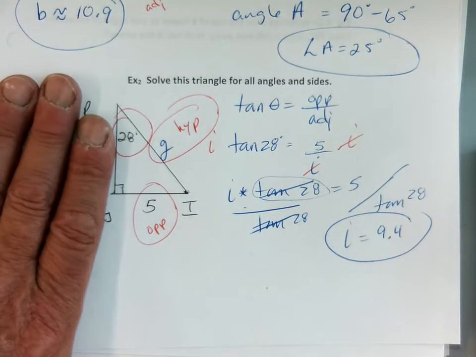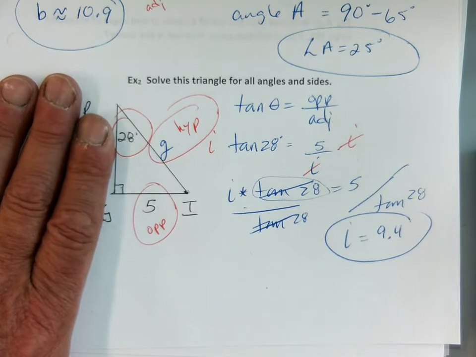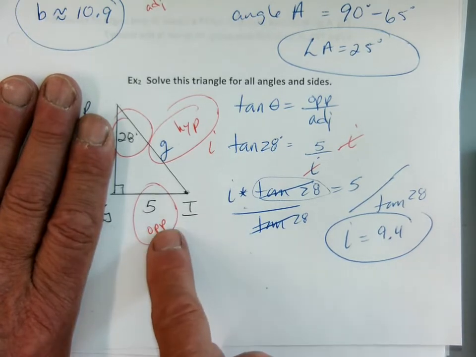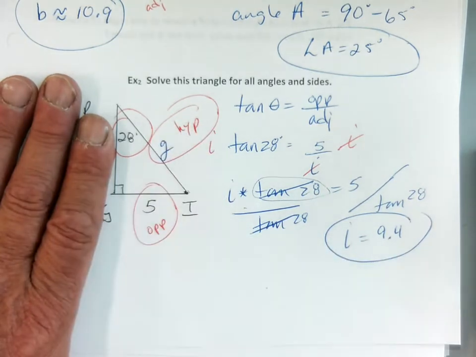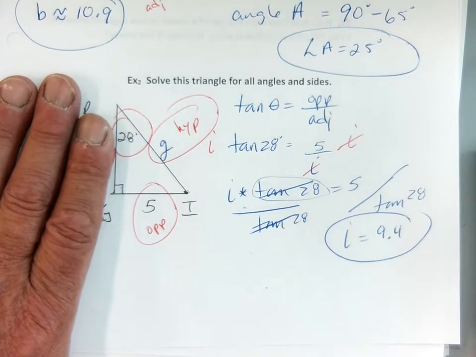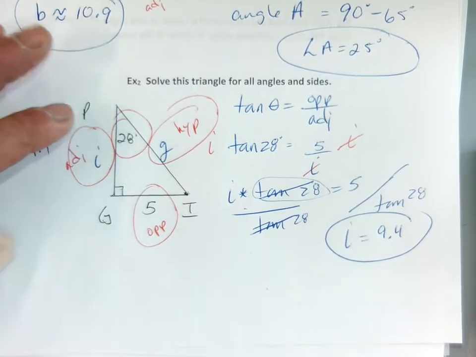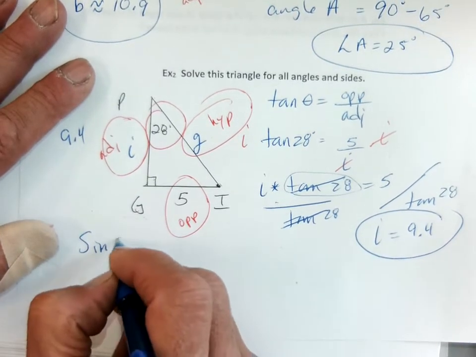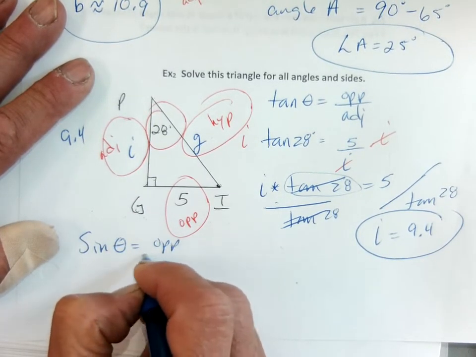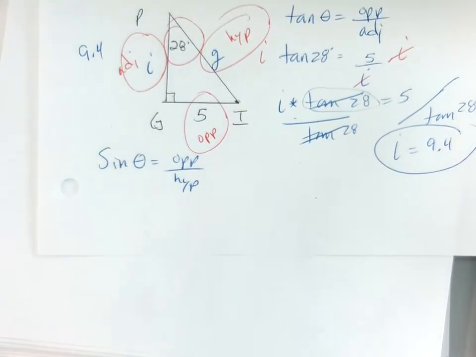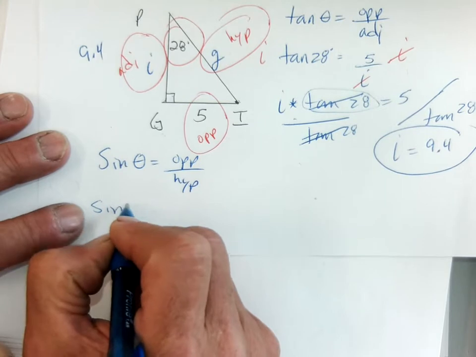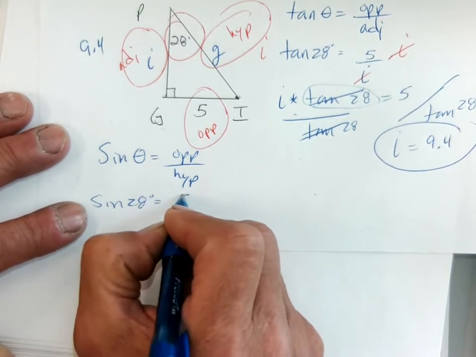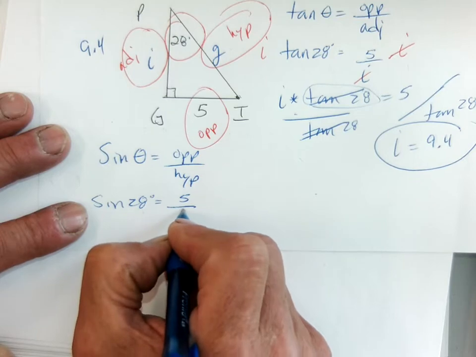what am I going to use? To find little g, what am I going to use? Adjacent and opposite. Opposite and hypotenuse, because I want to find the hypotenuse. That's what I want to find. So which one should I use? Opposite, hypotenuse: sine. So sine of theta is equal to the opposite over the hypotenuse. That's what my formula says from the board. And then not theta, theta is just an angle. So we'll go sine of 28 degrees equals my 5 over my hypotenuse, which is little g.